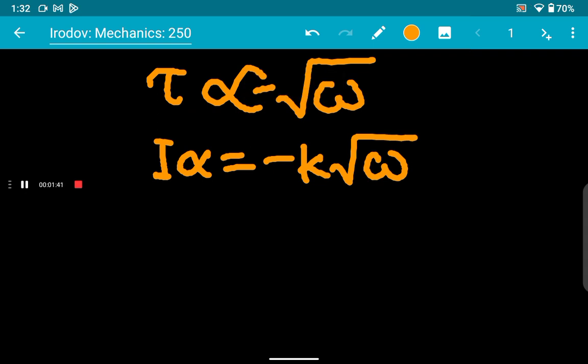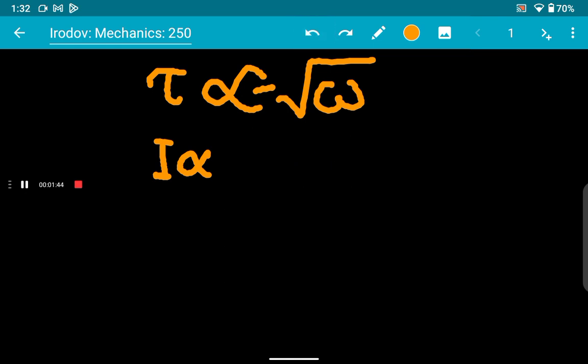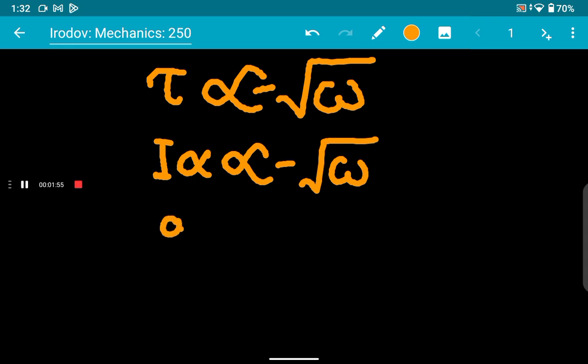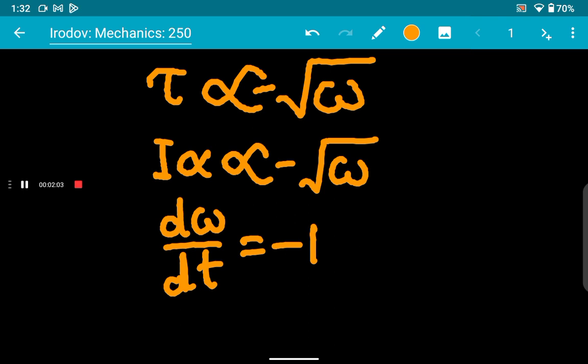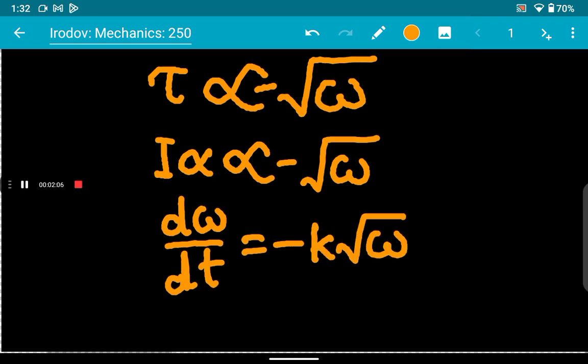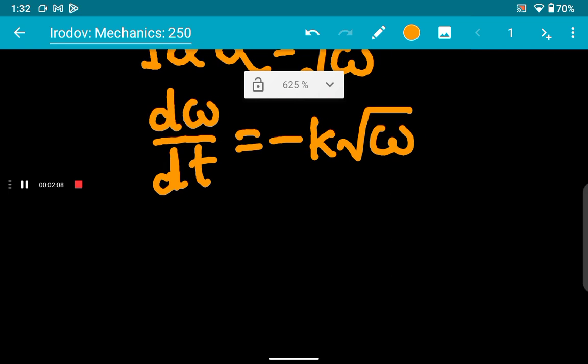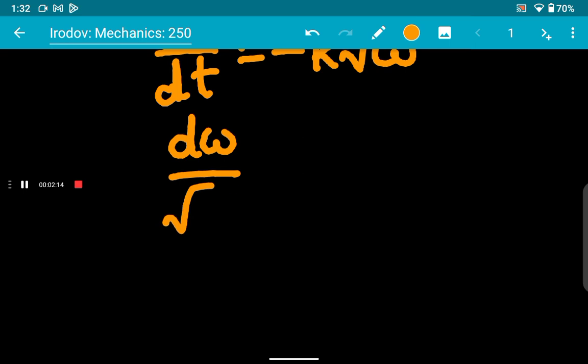We will write this proportionality constant in the next step. Now what is alpha? Alpha is basically d omega dt. So if we take I to that side, I is also a constant. From here we can write that d omega dt will be minus k into root omega, where k is the proportionality constant. So d omega divided by root omega will be basically minus k dt.